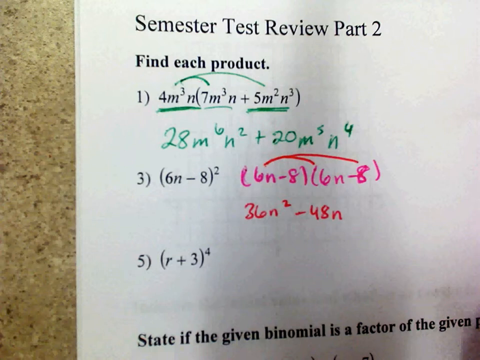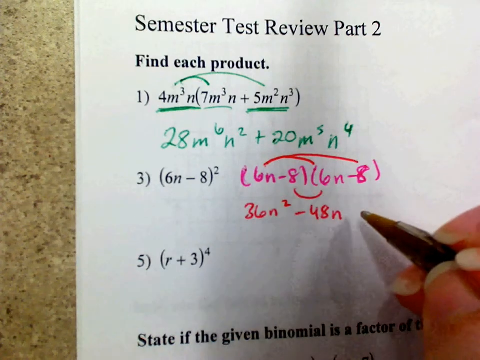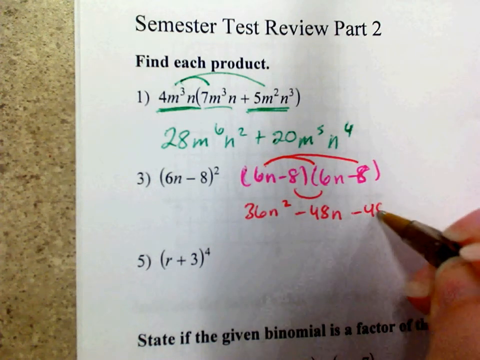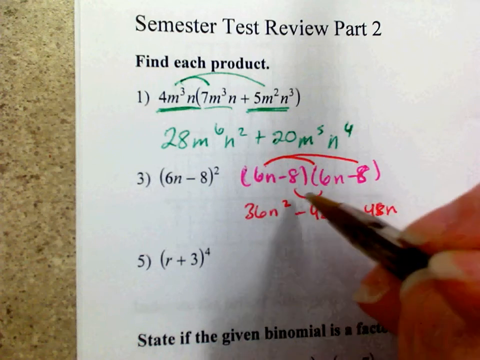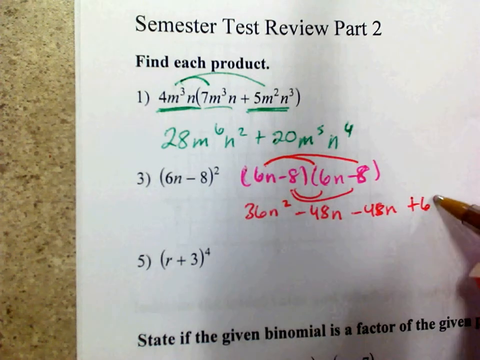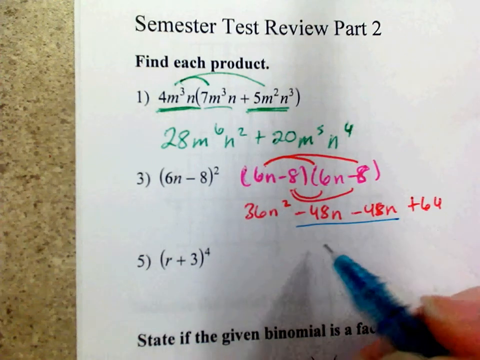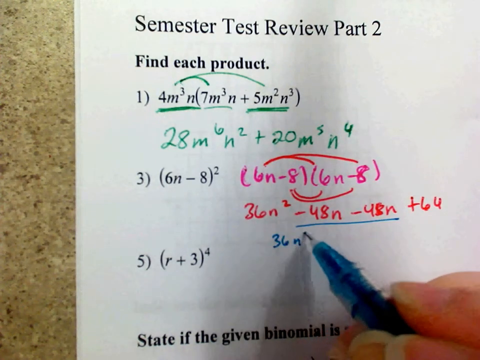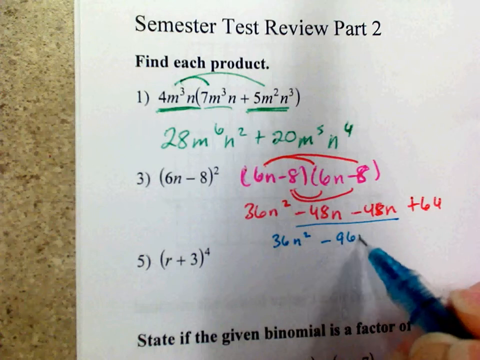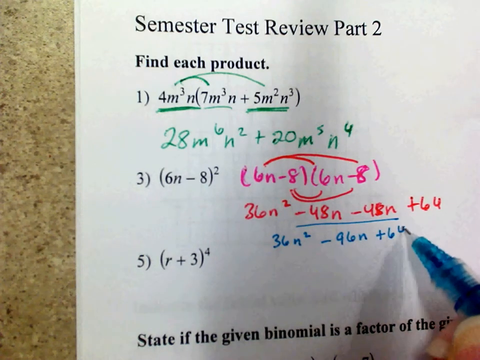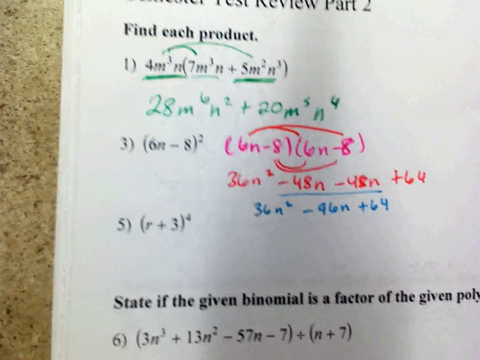And then I do the same thing with the negative 8. Negative 8 times positive 6n is negative 48n. And then negative 8 times negative 8 is positive 64. Okay, the only thing I can combine are these two. So that's 36n squared minus 96n plus 64. And there's my final answer.